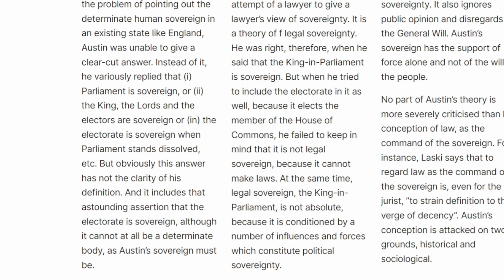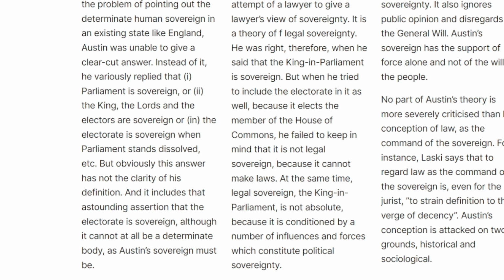So, from his point of view of legal sovereignty, it can be seen that simply a lawyer is making the concept from the lawyer's point of view, not from a political point of view, not from a popular point of view, not from a public point of view. It is a theory of legal sovereignty, right? And he was right, therefore, when he said that the king in parliament is sovereign.